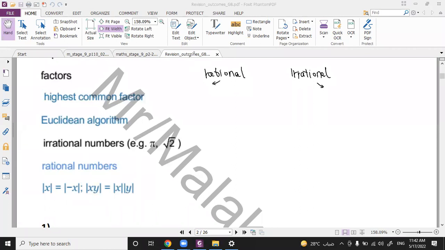Can you hear me now? Rational are all numbers, but irrational are pi and powers of numbers, and the square roots of numbers that don't have square roots.